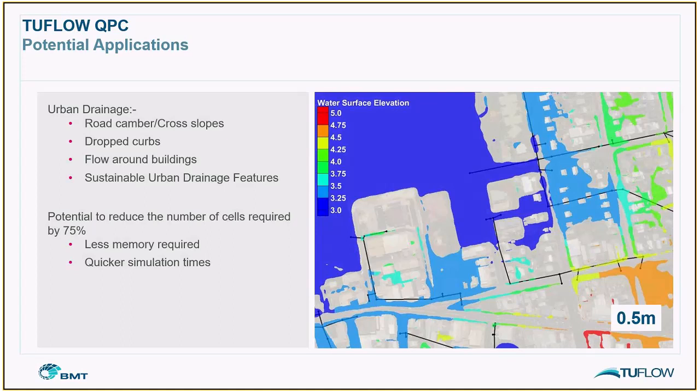That 75% reduction in number of grid cells reduces the system RAM requirements by about a third, and actually can lead to run times which will be 3 to 4 times faster than you would expect with a uniform grid throughout the whole model domain.